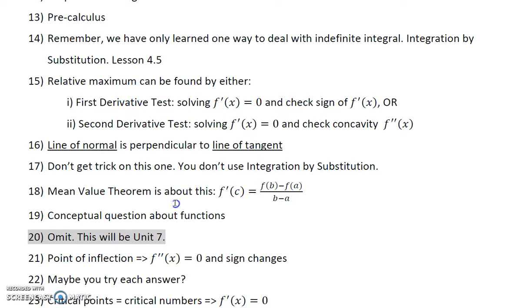Question 17. This is an integration question, but don't be tricked by trying to solve it by integration by substitution. Then you will not be able to do it. Okay, so don't get tricked on this one. You don't need integration by substitution. Then what do you do? You think about it.